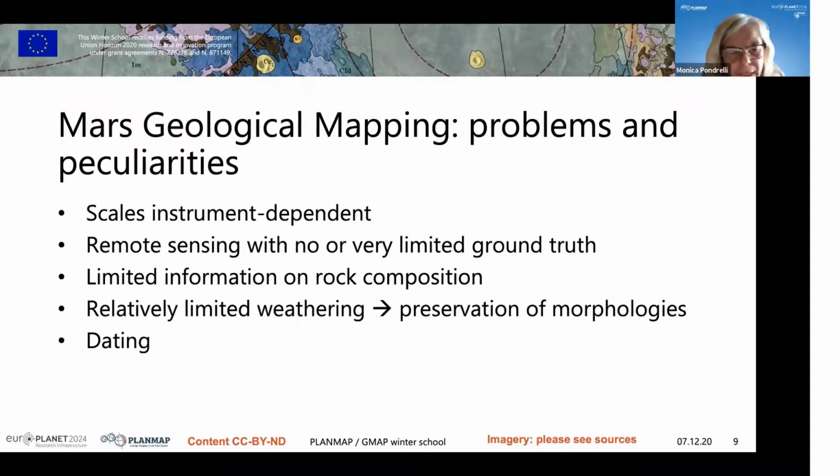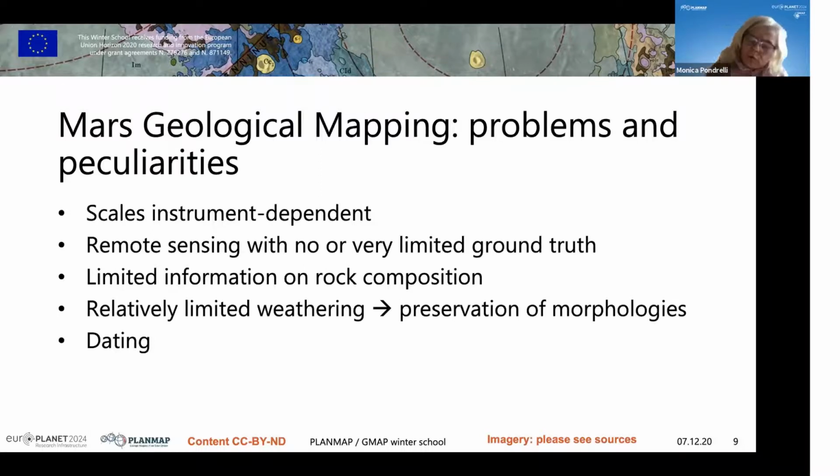Even on Earth, we have geological maps at different scales. Marco two days ago showed beautiful examples of geological mapping at very different scales. But on Earth, when we go to the field, we observe the outcrops, we measure, we take our notes, and at the end, we decide which kind of scale to use depending on our science goal or whatever.